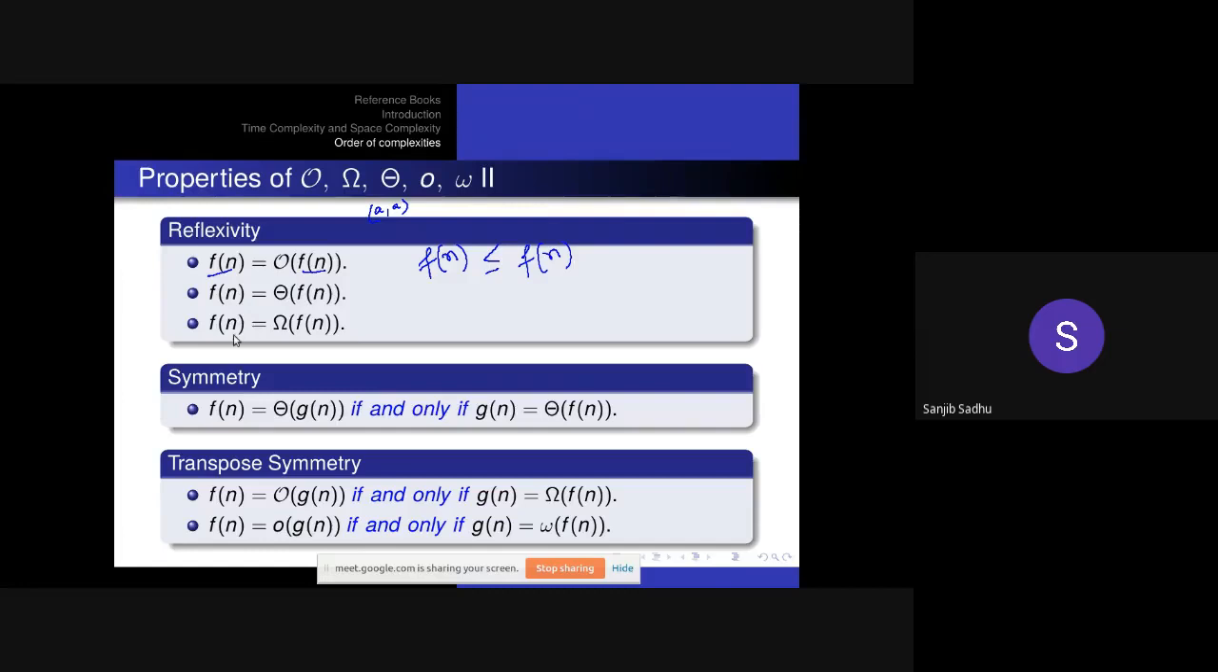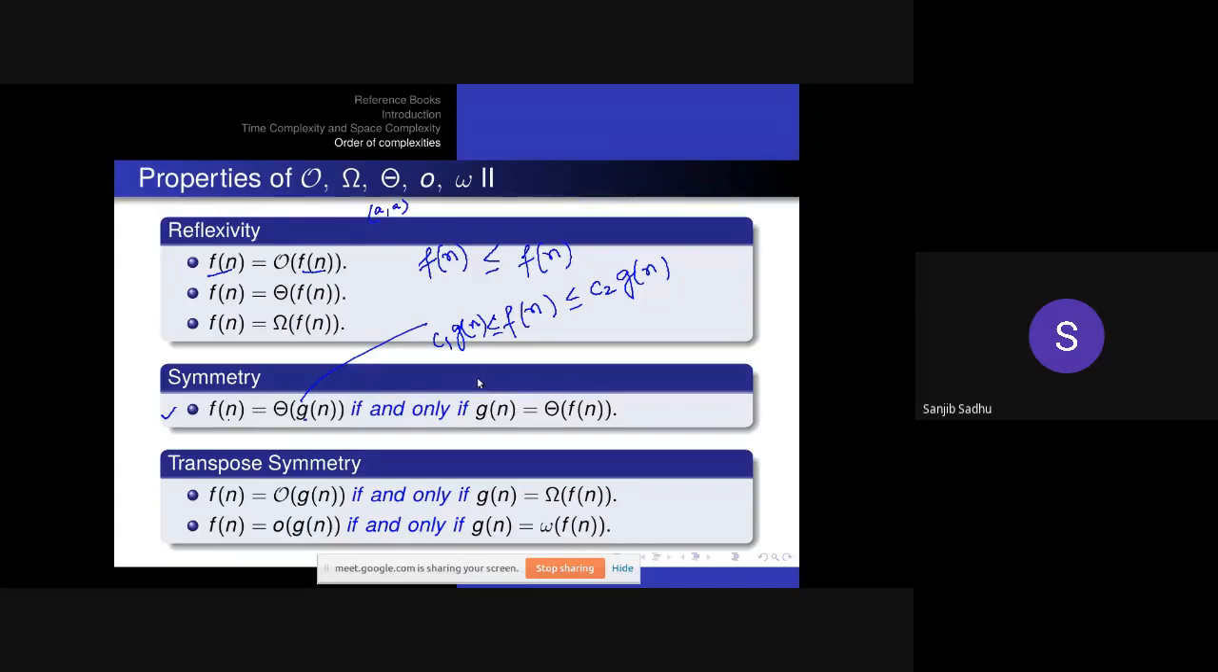Similarly for theta. Now the rule of symmetry. See, if Fn is theta of Gn, then I can write Gn is also theta of Fn. You know the definition of theta, that Fn is less than or equal to c2 Gn and greater than or equal to c1 Gn.